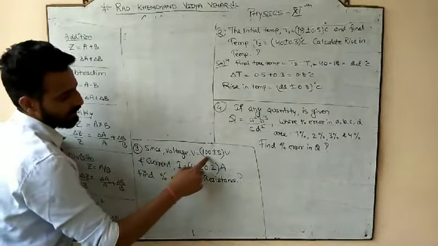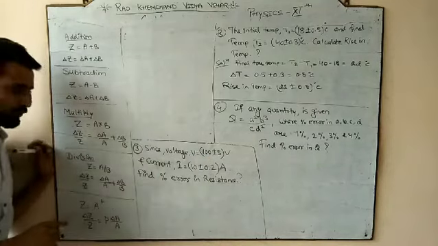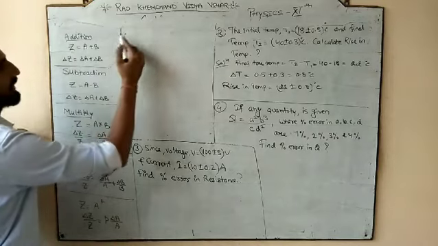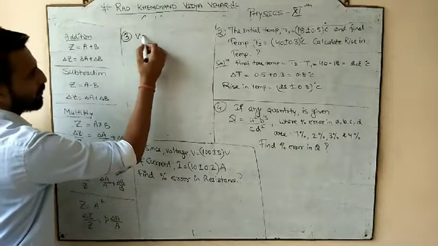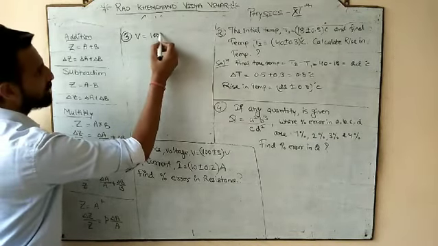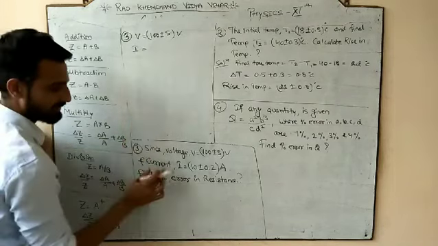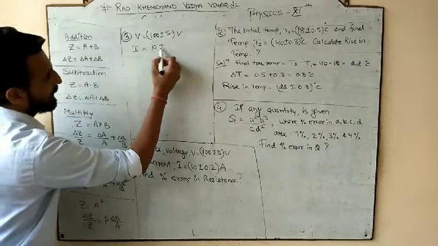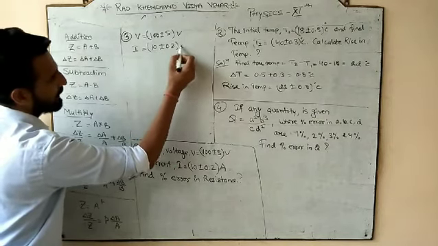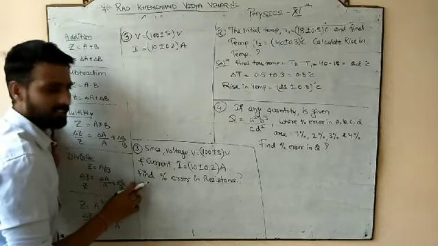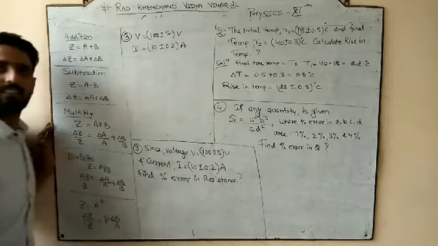Voltage is equal to 100 plus minus 5 volts. So this is your voltage. I am giving the solution of the third one here. Third question: voltage is 100 plus minus 5 volt, and current is 10 plus minus 0.2 ampere. He is not asking for the resistance, he is asking for the percentage error in resistance.